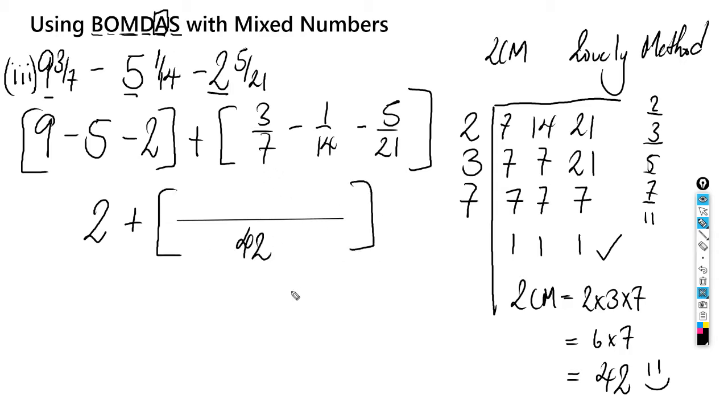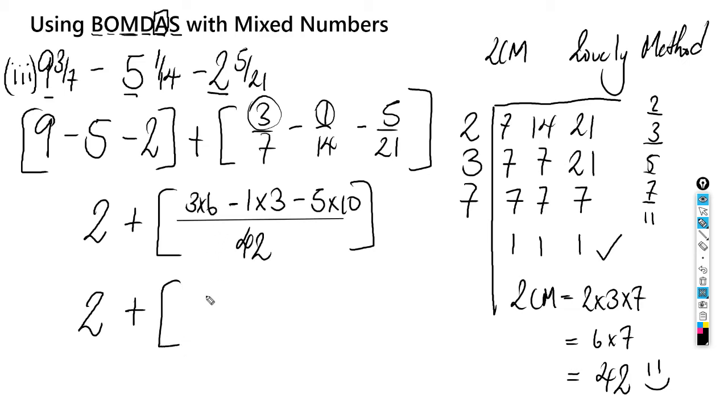And 7 goes into 42 6 times, so this would be the numerator 3 multiplied by 6 for that 7. Minus, 14 goes into 42 3 times, so this is 1 multiplied by 3. And the next one is minus 5. 21 goes into 42 2 times, so this is 5 times 10.